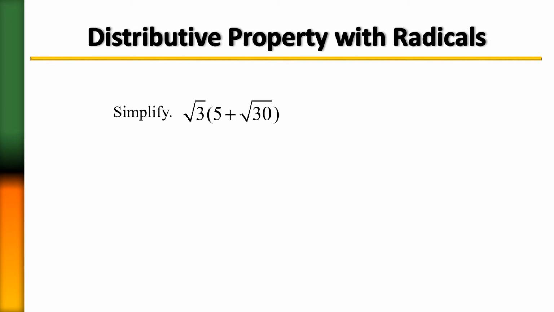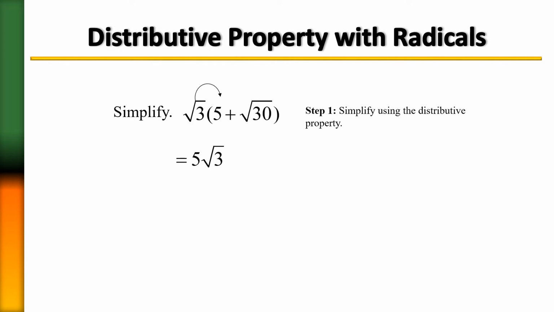When you're multiplying a radical with a whole number, when you write them together, the whole number should always be on the outside, and then write your radicals. So square root of 3 times 5 equals 5 square root of 3.